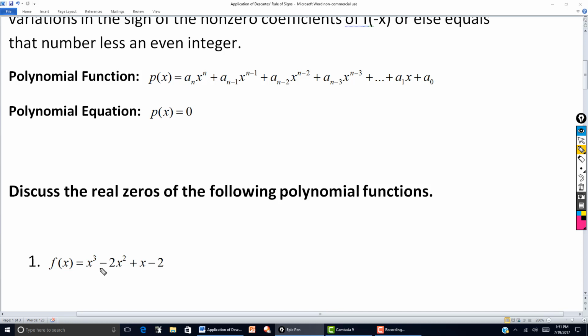Remember, a polynomial can have real zeros, or it can have non-real or imaginary zeros. Imaginary zeros will look something like a plus bi. So you could have a zero, say 1 plus 2i, and 1 minus 2i. These are imaginary zeros. So you can have real zeros and you can have imaginary zeros for polynomials.